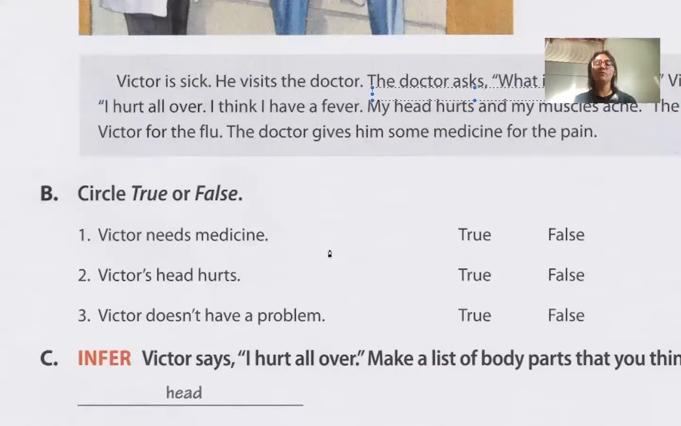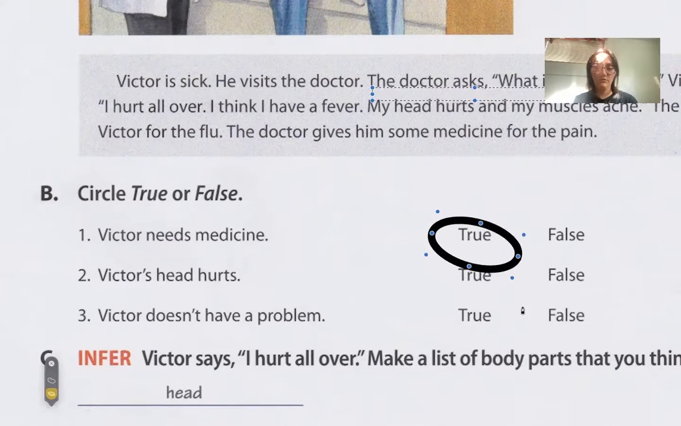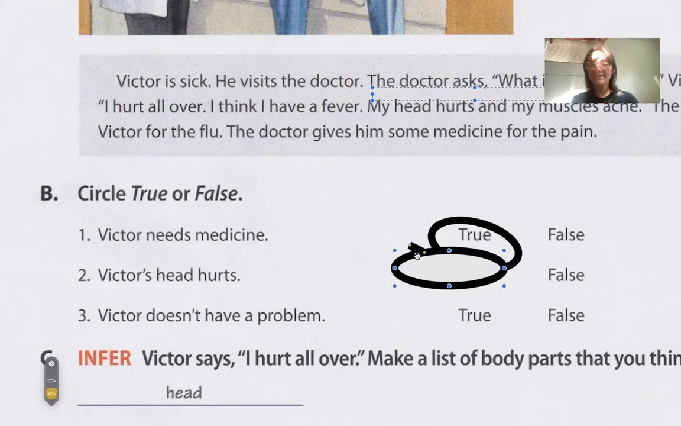So Victor needs medicine. Well, we know that the doctor gives him medicine, so that's true. Victor's head hurts. He says my head hurts, right? That means Victor's head hurts. So that is true.